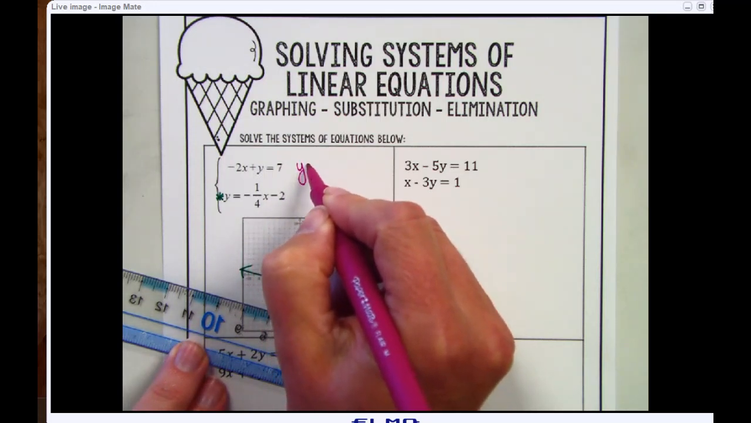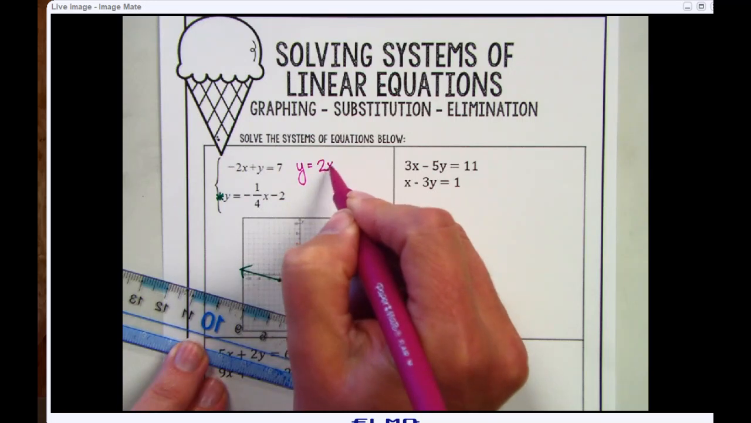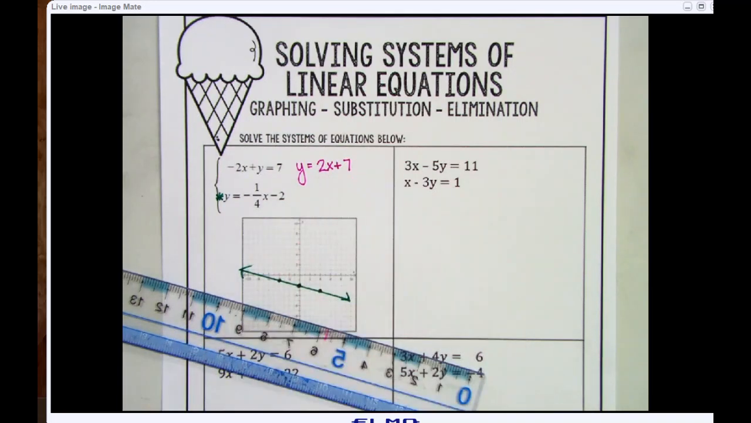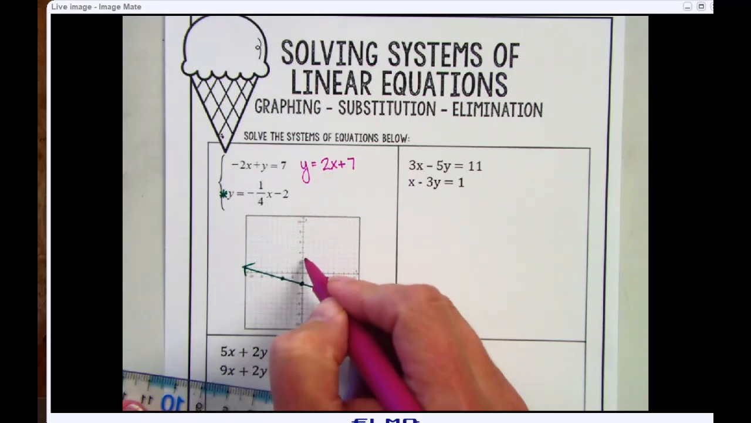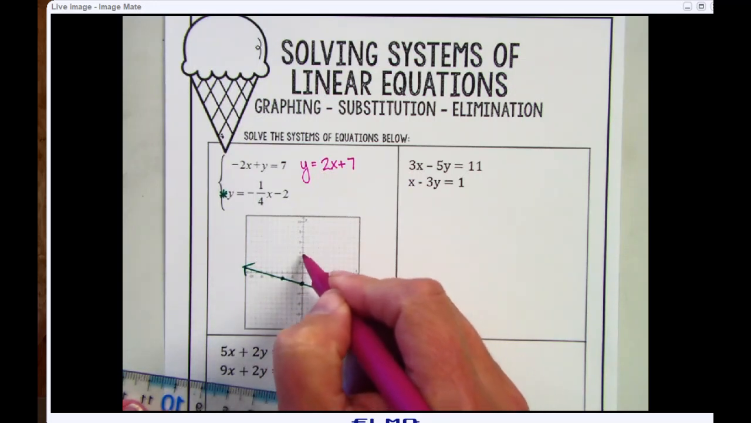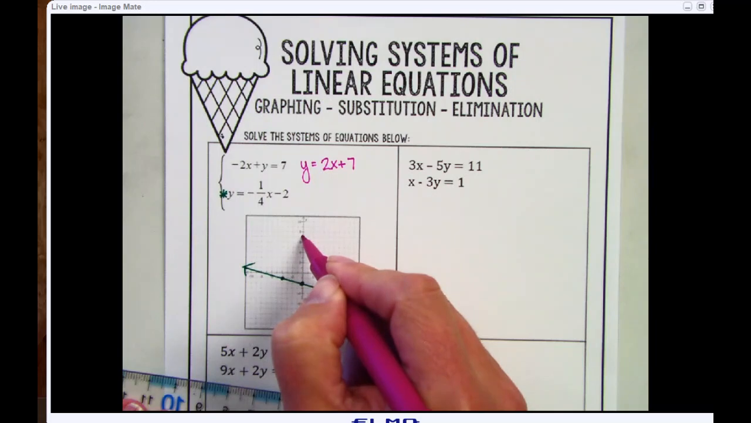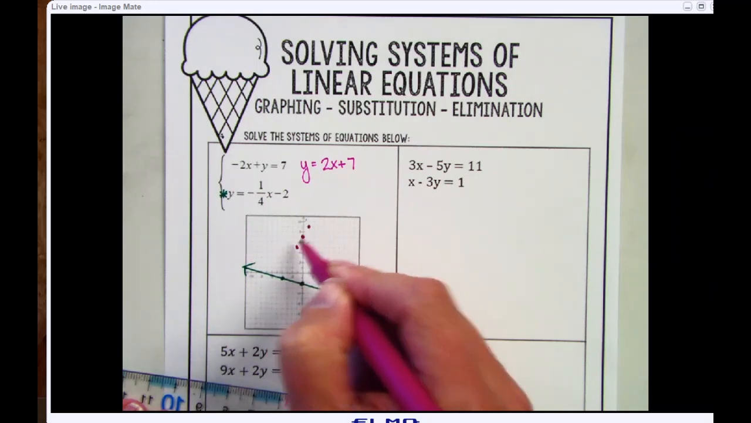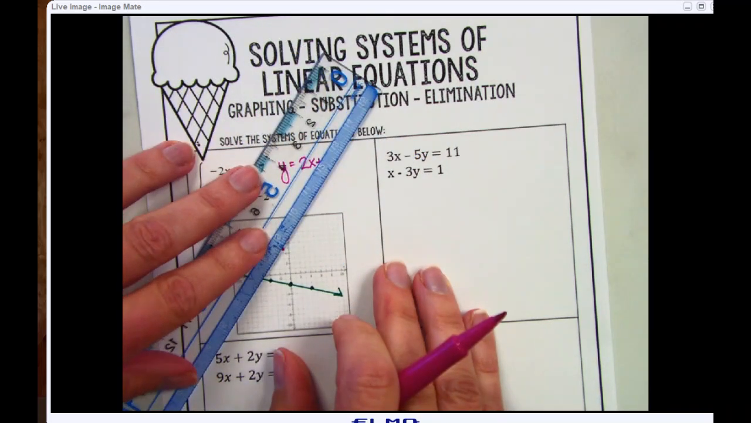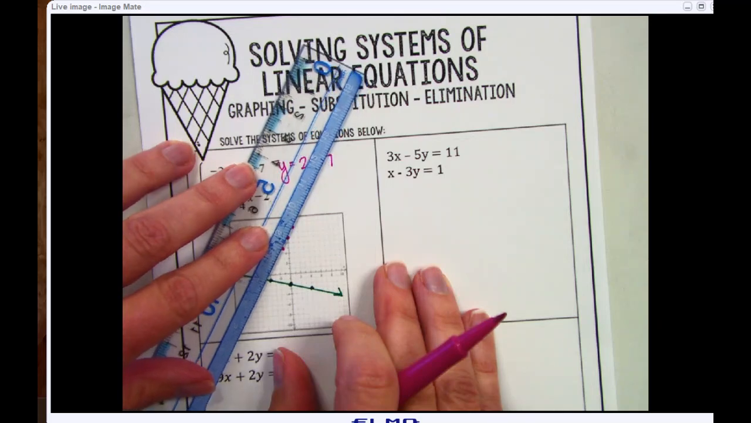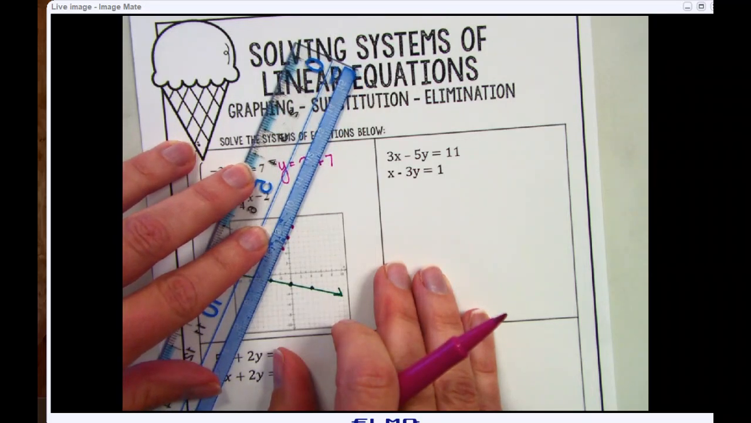Now on this one, I need to get the y alone. So I'm going to add the 2x to the other side. For the second point, is it just up 1, right 4? Yep. Why is it crooked? So up 7, 2, 4, 6, 7. And then down 2 over 1. Is it over 4, down 1? Rise 1, run 4.